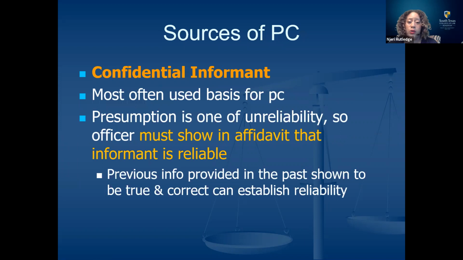Confidential informants are also very, very popular sources of probable cause. Keep in mind that the presumption is one of unreliability. So the officer, in order to rebut that presumption, must actually put in the affidavit that the informant is reliable. So it may be something like the officer has worked with this informant on 20 other locations and the informant has always provided correct and accurate information that has led to, and so on. So you've got to make sure, if the officer is relying on a confidential informant, that he or she is able to bolster that confidential informant. Because when someone is hiding their identity, there's a presumption that that's not reliable information.